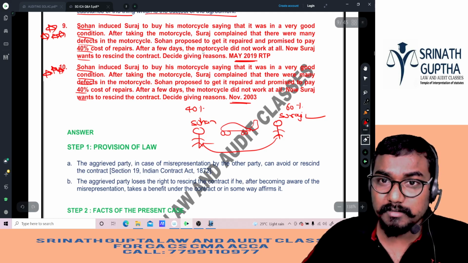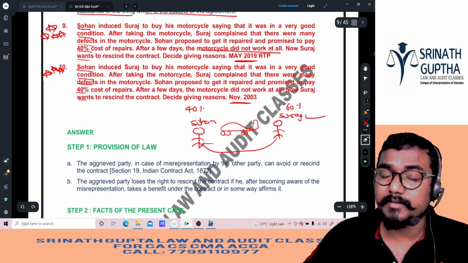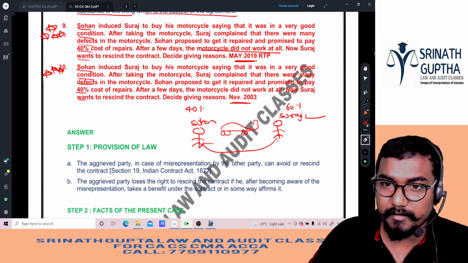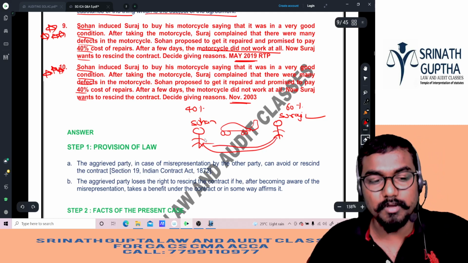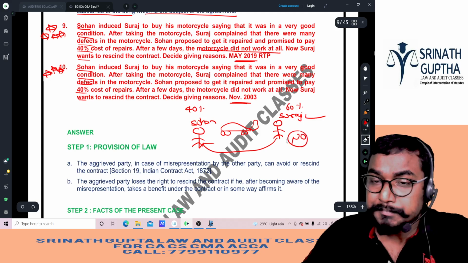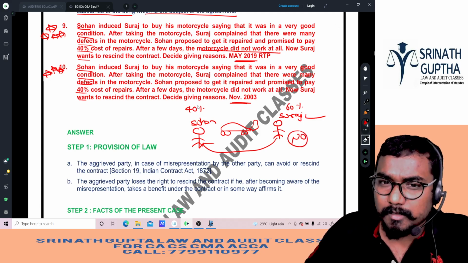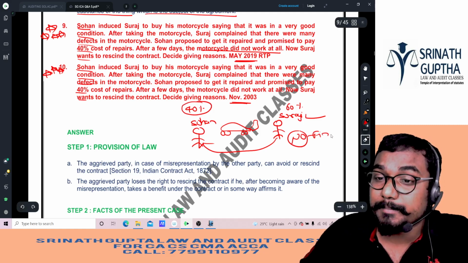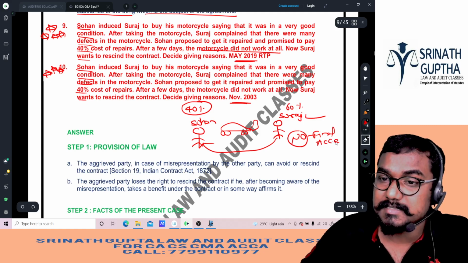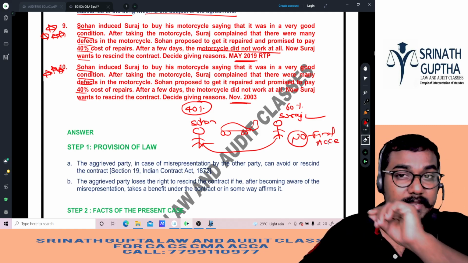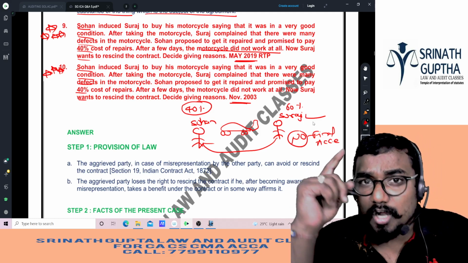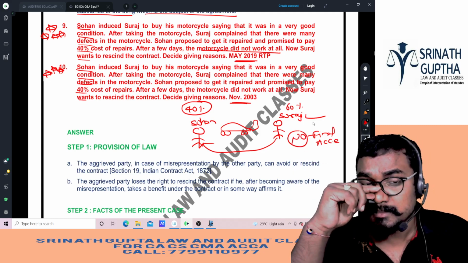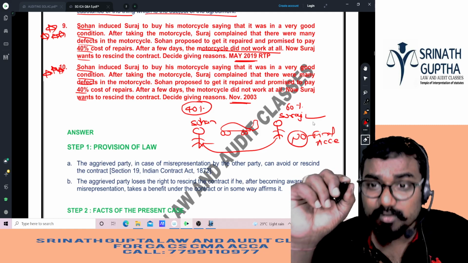After a few days, the motorcycle did not work at all. Now Suraj wants to rescind the contract with Sohan. Can he rescind? The answer is no, sir. Why? Because when Sohan said to give 40%, Suraj said okay, that is final acceptance of the particular motorcycle. Subsequently, he cannot rescind. Here, Sohan thought that the bike is good. It is a misrepresentation. The intention of Sohan, the seller, is not to deceive Suraj, sir.